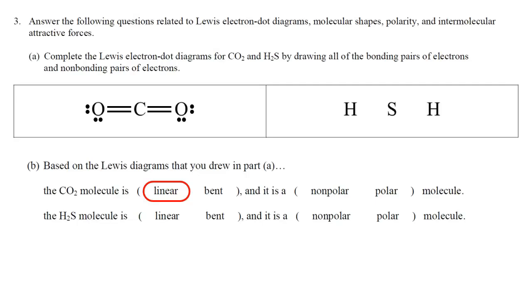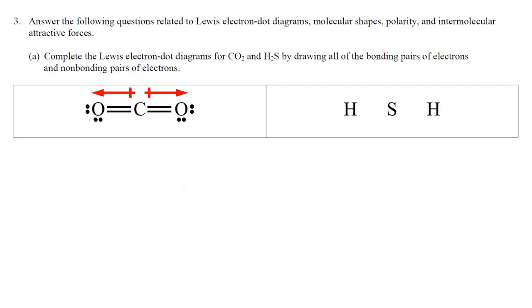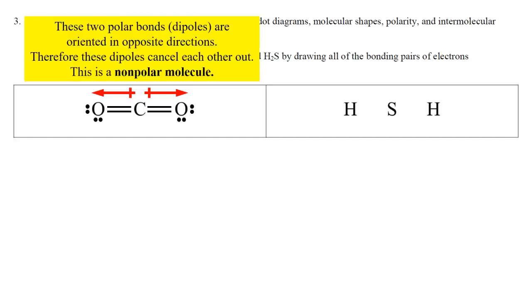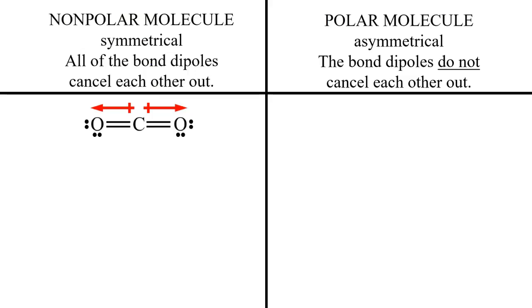Now, what about classifying CO2 as nonpolar or polar? What I've done now is I've drawn these 2 arrows going from the carbon to the oxygen, but in opposite directions. Those 2 arrows represent the polar bond. So there's a polar bond between C and O, but there's one on the left and there's one on the right. So these 2 polar bonds, which are also known as dipoles, are oriented in opposite directions. So based on that symmetry, these dipoles cancel each other out. And so CO2 is classified as a non-polar molecule.